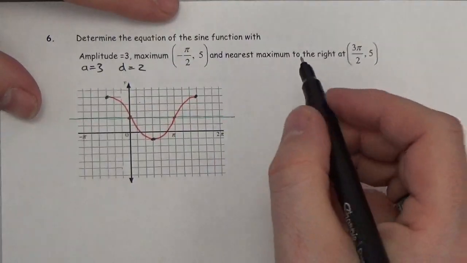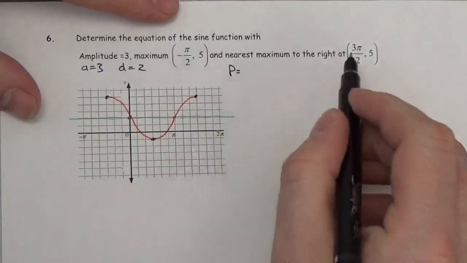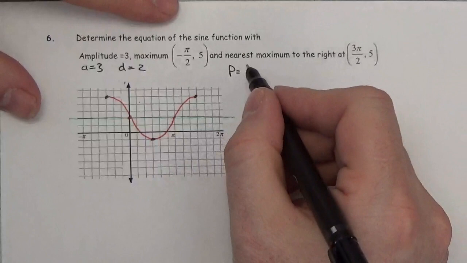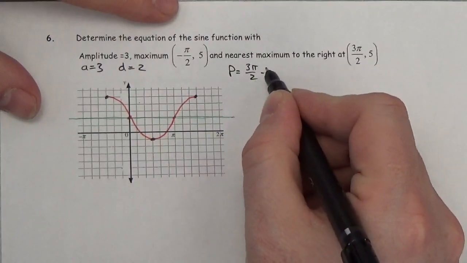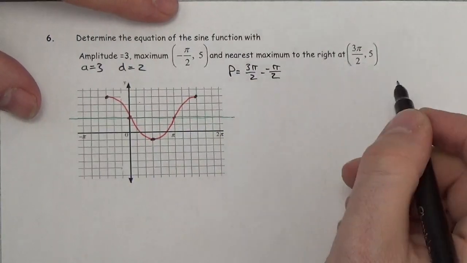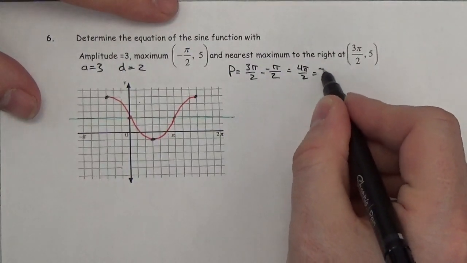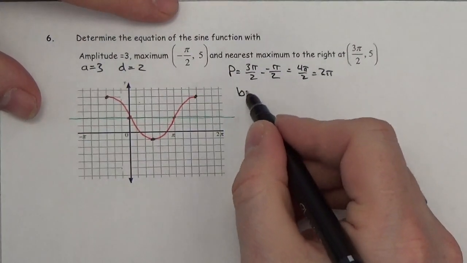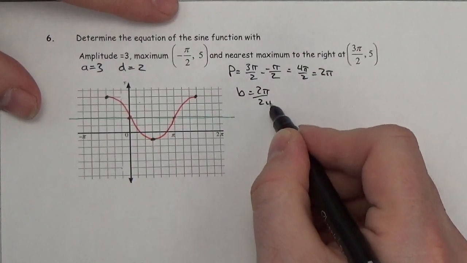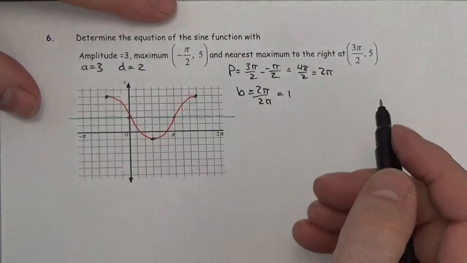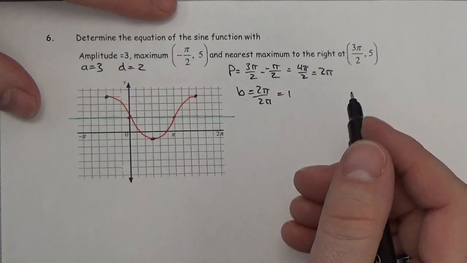My period, well, to go from max to max, the period is simply going to be the difference between those two x values. So that's going to be 4 pi over 2, or 2 pi, which means my B value, 2 pi over 2 pi, is going to equal 1. Well, that's kind of nice. Nice little regular old period there. Nothing's been changed. Now what I'm missing is my phase shift.